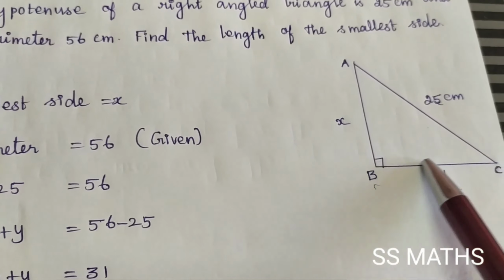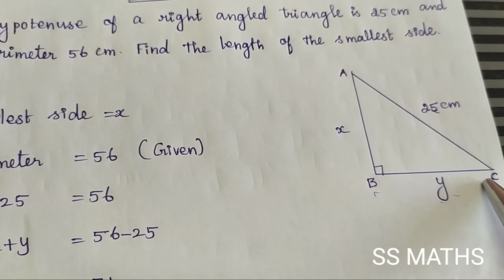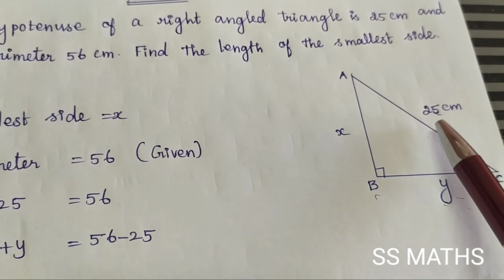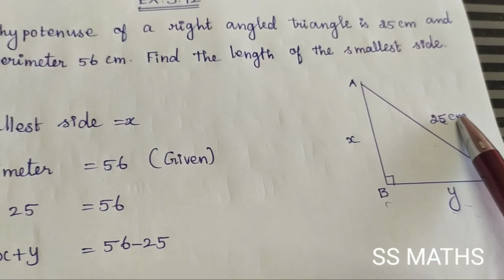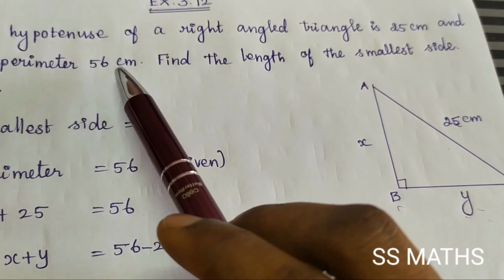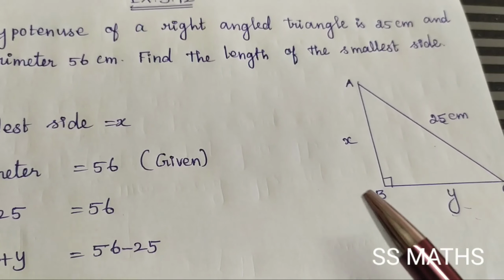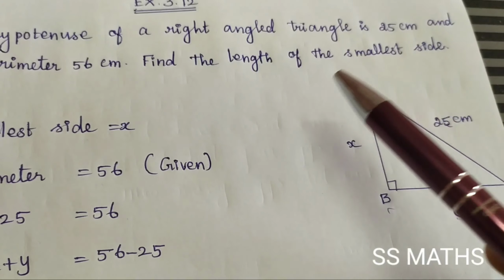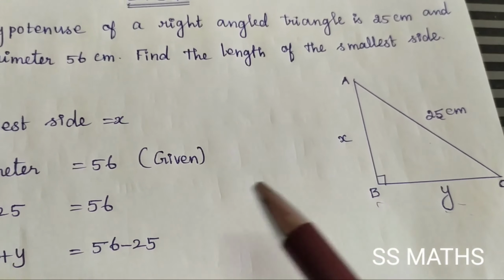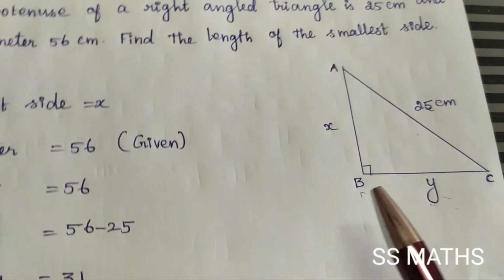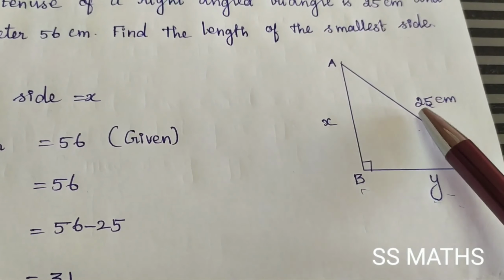Oru right angle triangle irukku, adha A, B, C nu eduthirukken. Idoda hypotenuse value 25 cm kuduthirukanga. Again, perimeter of a triangle 56 cm. Perimeter of a triangle formula A plus B plus C. The three sides add panna 56 nu kuduthirukanga. Okay va? Now the hypotenuse value 25.